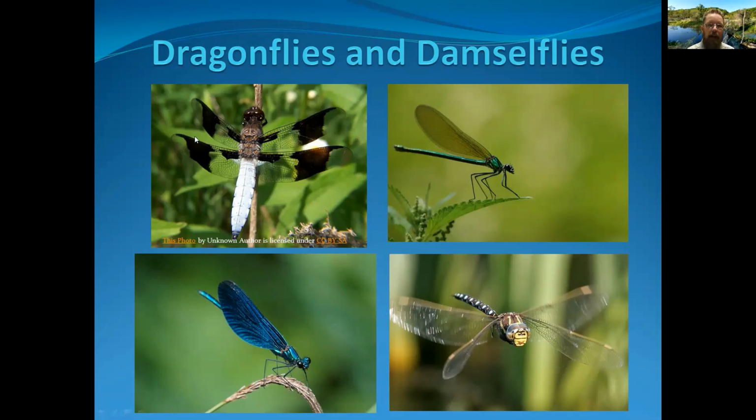And with the dragonfly, the hind wings are thicker than the forewings. So with the damselfly, they're about the same. Now, they are similar in a lot of ways. They both live near water. They both lay their eggs near or in water.